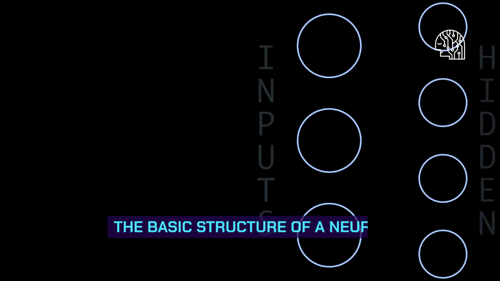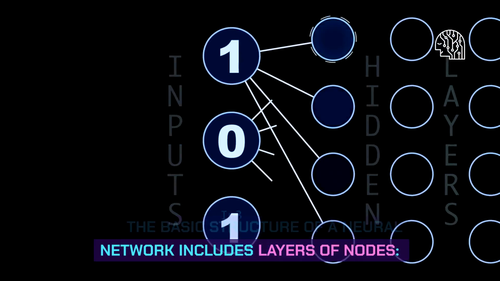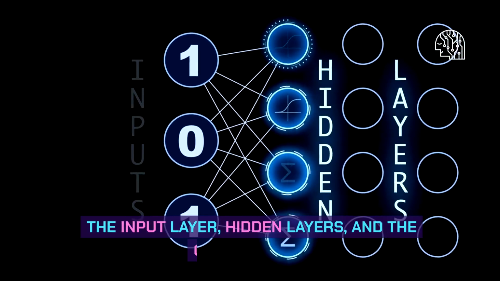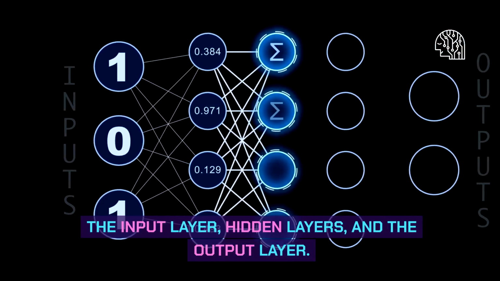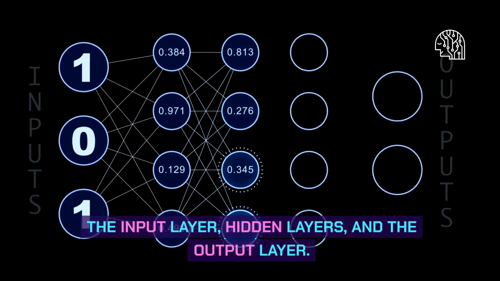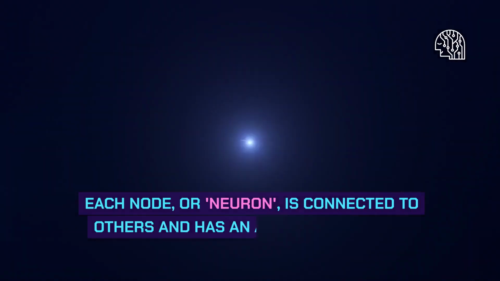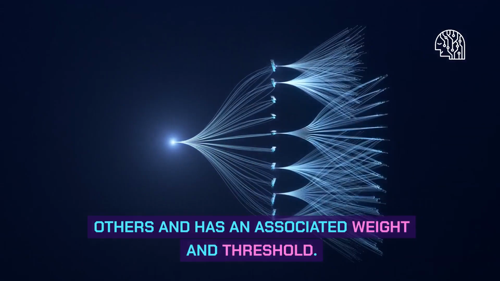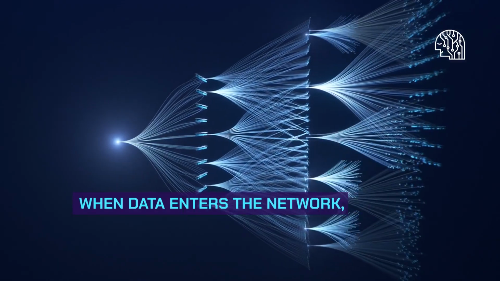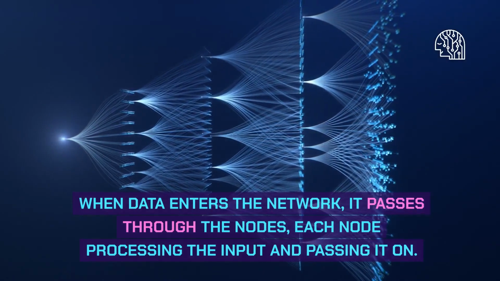The basic structure of a neural network includes layers of nodes: the input layer, hidden layers, and the output layer. Each node, or neuron, is connected to others and has an associated weight and threshold. When data enters the network, it passes through the nodes, each node processing the input and passing it on.